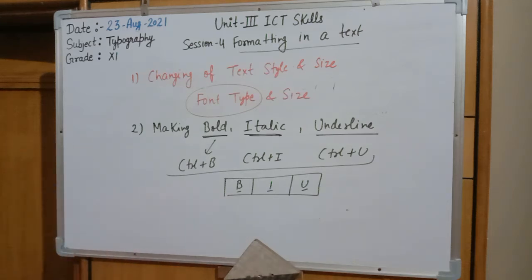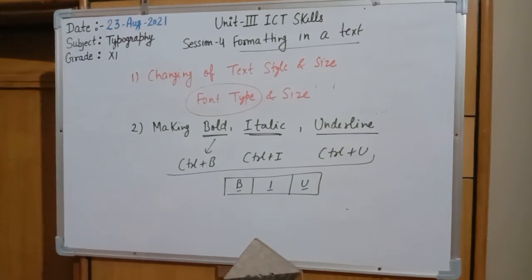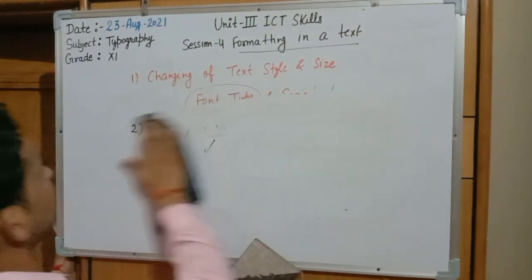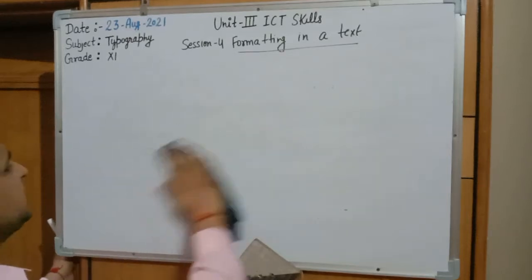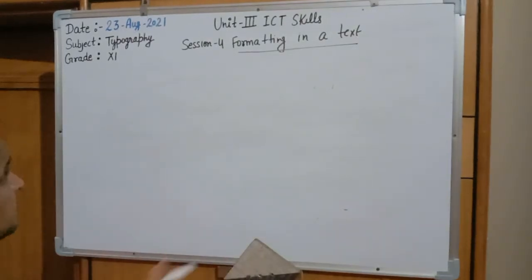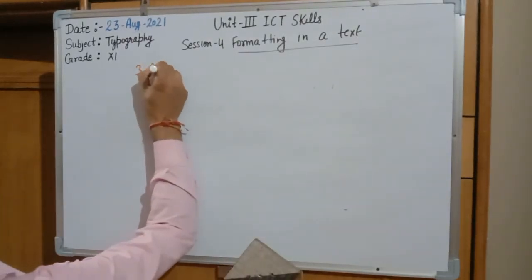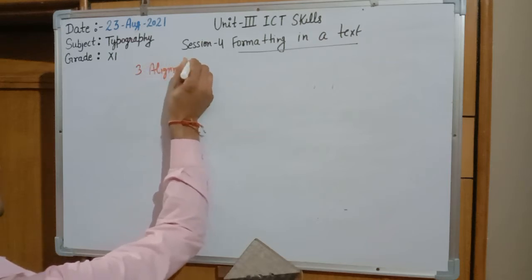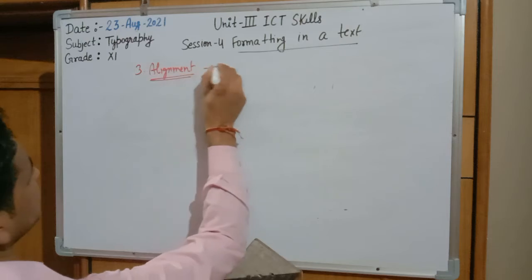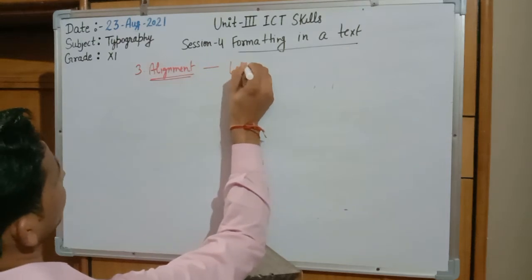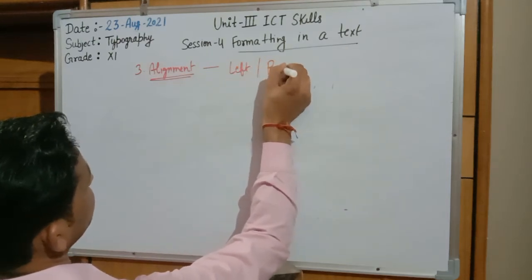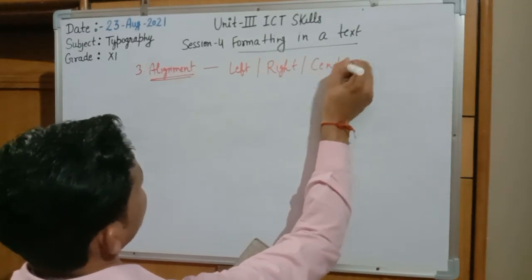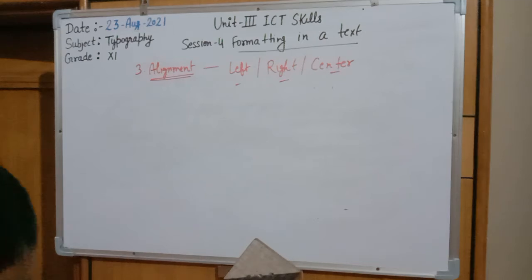The next option that we can do for editing is aligning the text. How to do the alignment? Third is alignment. Alignment means changing the position of the text. It can be either left side, right side or center. Text can be in left, right or center position.